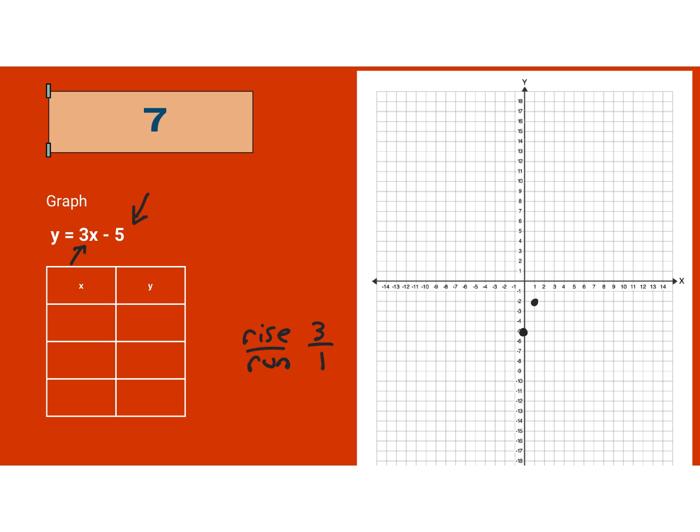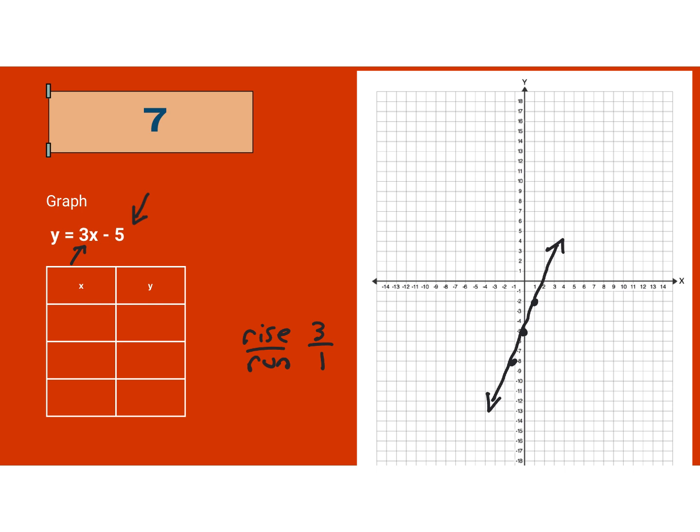And I want to make sure you know how to get points on the other side of the line, is that I go down 3 and to the left 1. You can make as many points as you want, and then you would connect them and put arrows on the ends. Now I could also use a table, in which case I could pick values for my x's.